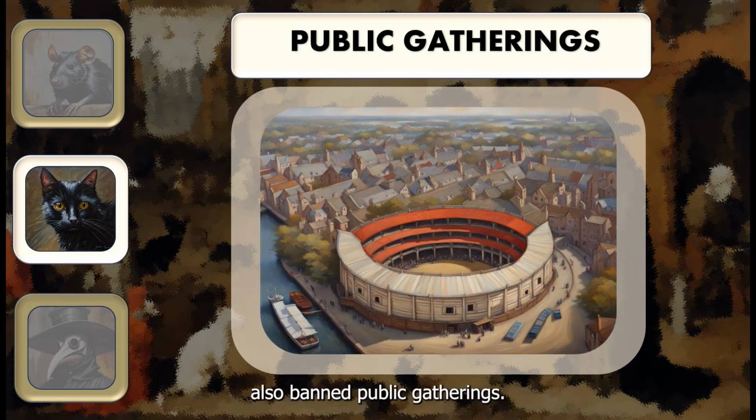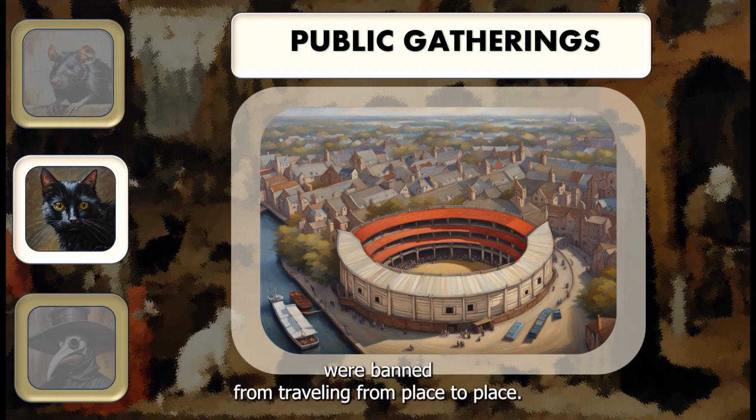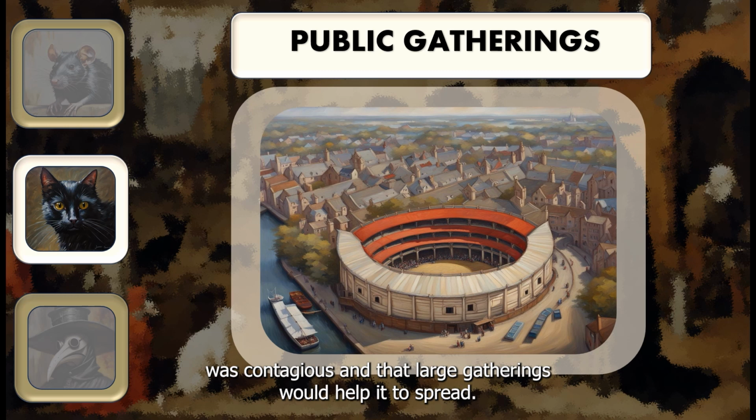The government also banned public gatherings. Taverns and theatres were forced to close and entertainers were banned from travelling from place to place. This is clear evidence that they did understand that the plague was contagious, and that large gatherings would help it to spread.